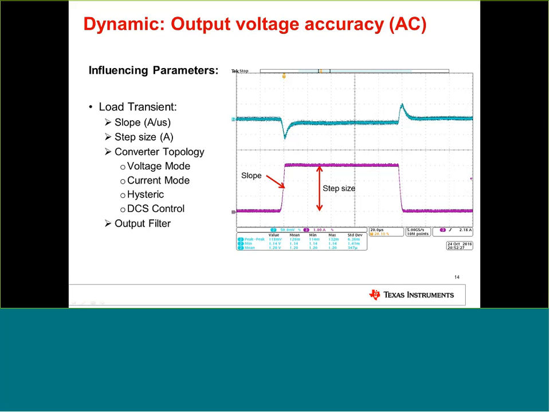At the end, the output filter of the DCDC also has an influence. Depending on the L and C combination, or mainly on the output cap, this will definitely have an influence on how the output voltage accuracy is during the transient behavior, during the transient steps.